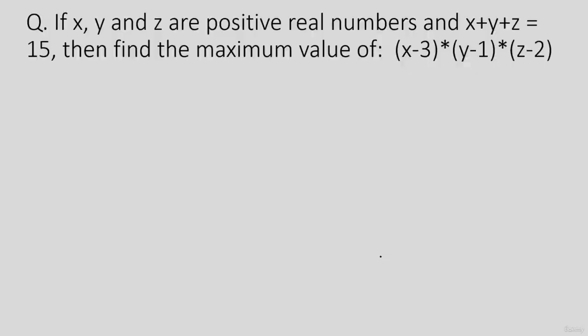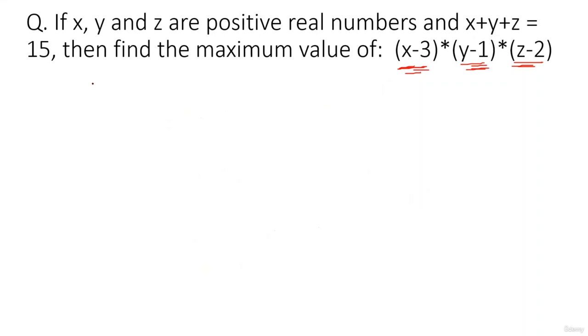As simple as that. If x, y, and z are positive real numbers and x plus y plus z is given as 15, find the maximum value of the product of these three terms: x minus 3, y minus 1, z minus 2. The expression is given in the form of a product of the three. Product comes in the geometric mean. And also we have been given the sum of x, y, and z. Where does the sum come in? In the arithmetic mean.